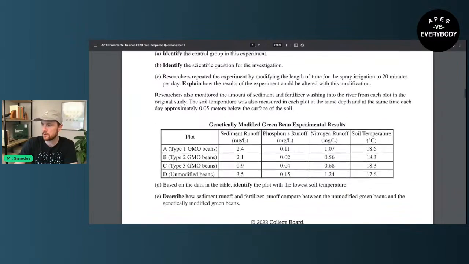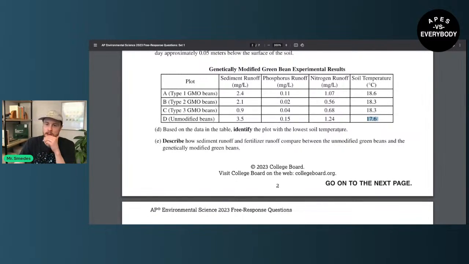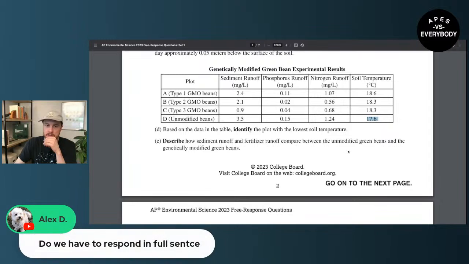Same thing if we look down here. All we have to do is identify the plot with the lowest soil temperature. So we at least have like one gimme question that we should hopefully just be able to pick right out. And so you want to get these first to kind of build your confidence. You do not need to write in full sentences for an identify. For example, letter D here. Based on the table, identify the plot with the lowest soil temperature. Just say plot D and keep it pushing.